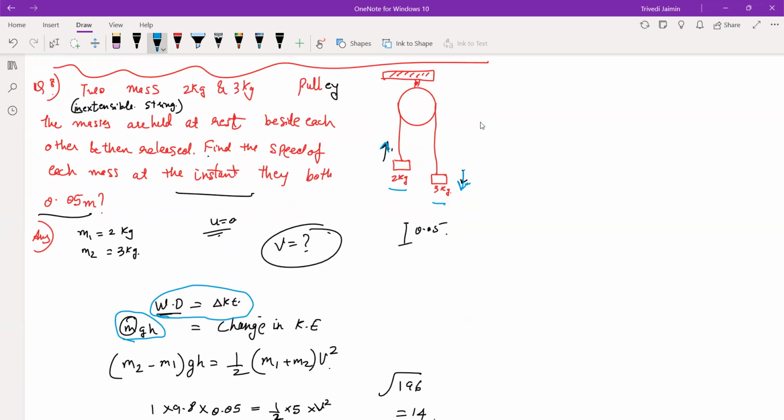And here the kinetic energy we will use is half mv square. Here the kinetic energy is due to both, this one as well as this one, m1 plus m2. And in this case, potential energy will vary with height, so it is the subtraction of those masses, the difference of the masses, into gh. Here the change in kinetic energy is due to both the 2 kg and the 3 kg, that's why we are adding here. Here we are subtracting: the difference of masses into gh equals half m1 plus m2 into v square.